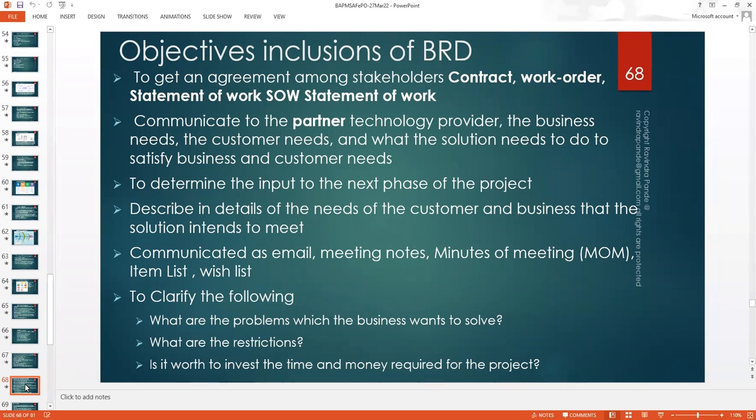Communicate to the partner technology provider the business needs, the customer needs, and what the solution needs to do to satisfy the business and customer needs. So whenever a client, here we call them stakeholders rather than client, comes to someone like Infosys and says, hey Infosys, our technical partner, let's build and let's enhance our attendance management system.